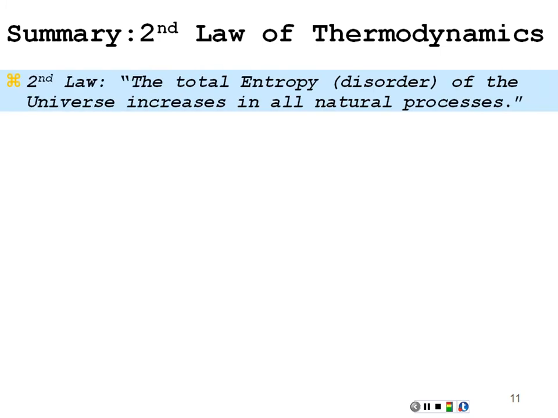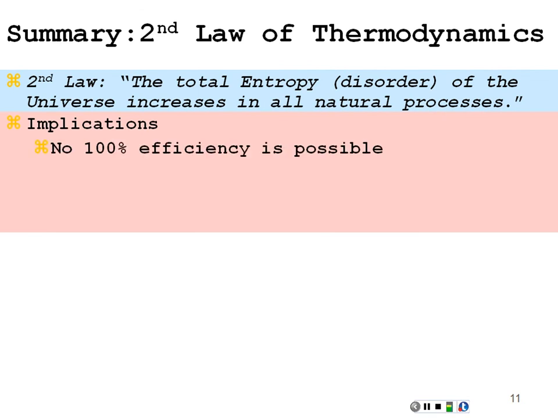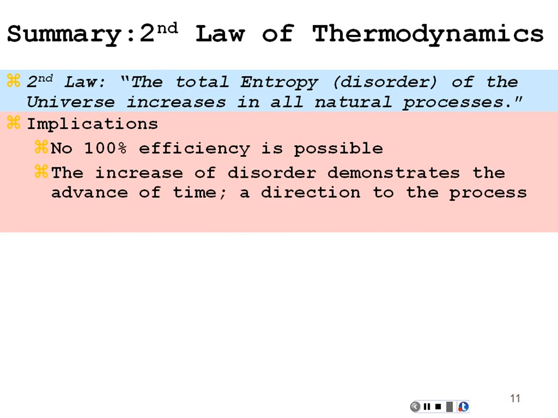So, summary of the second law of thermodynamics. The total entropy, disorder, of the universe will increase in all natural processes. Implications of this: there is no 100% efficiency possible. The increase of disorder demonstrates the advance of time, a direction to the process. So if you had 2 moments in time, you could measure the disorder at each moment, and whichever one has the more disorder came at a later time, because that is the flow of the universe. So a process is going from less disorder to more disorder, and that is the progression of time as we know it.